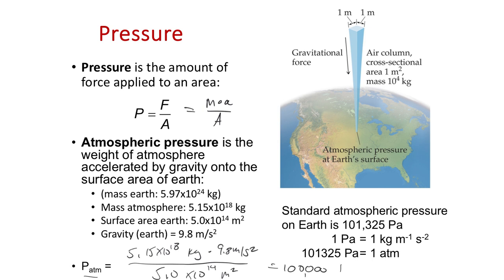And the units would be kilograms, meter to the minus 1, because I have meters here and divide by meters squared. So that results in meters to the minus 1, and then seconds to the minus 2. Or kilograms per meter per second squared is another way you can write this unit.